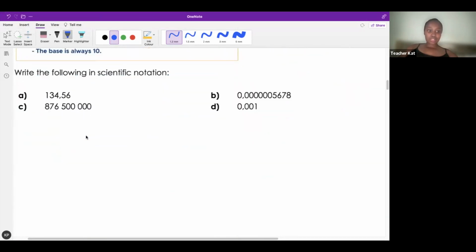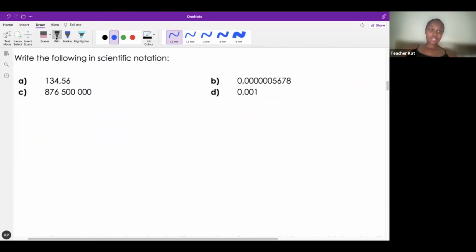Now let's practice. Write the following in scientific notation. Step 1 was we have to place my comma. So for A, if I have 134,56, where do I want my comma? After which number do I want my comma? For number A. After the 1, right? So we want our comma here.